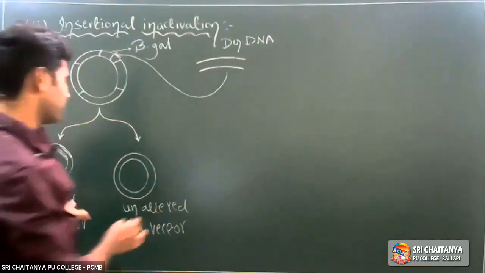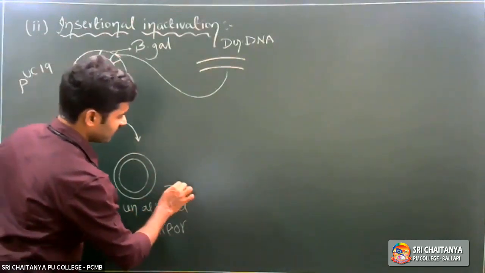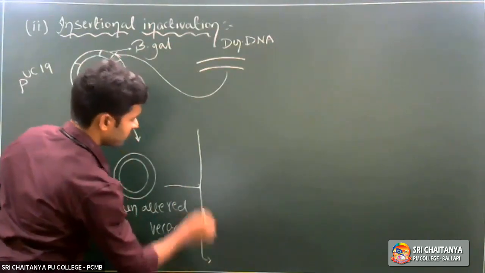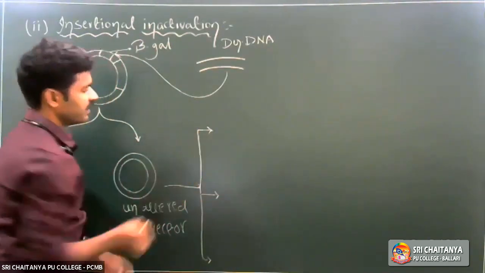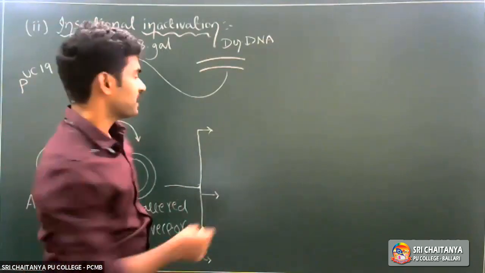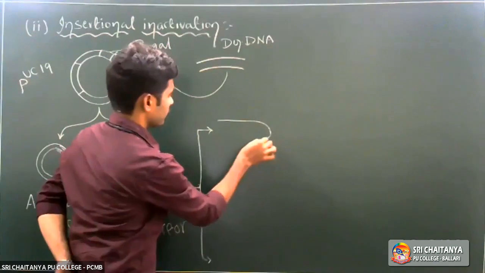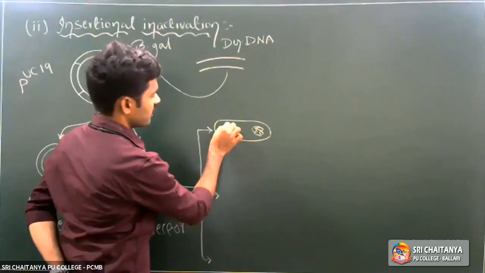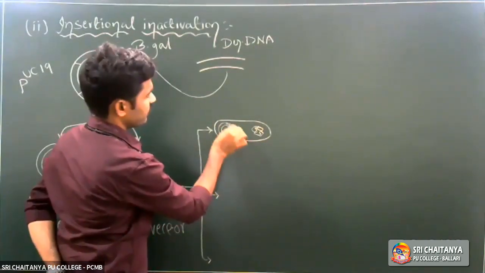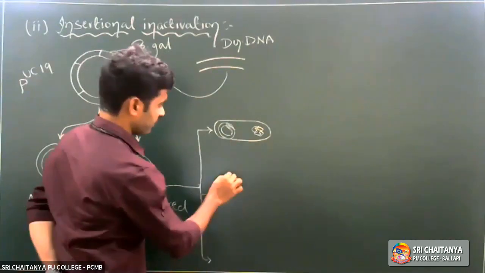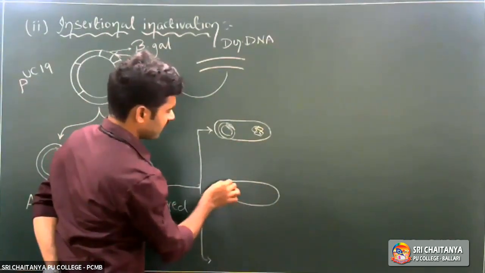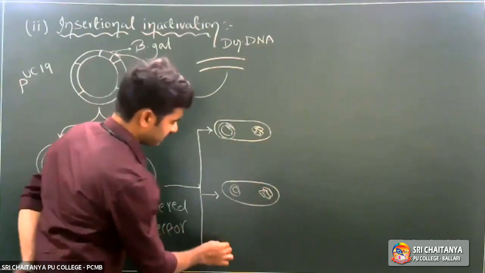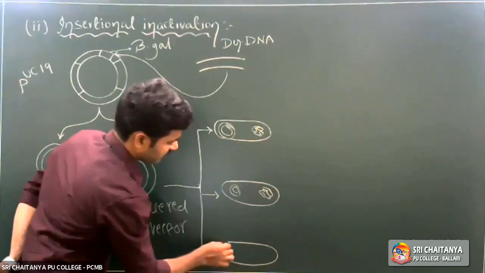These two types of vectors are again transferred into the host cells or bacterial cells. So what will happen? Three types of bacterial cells will form here. One is the transformed cell with the altered vector. The second one is the transformed cell with the unaltered vector. And the third one is the non-transformed cell.